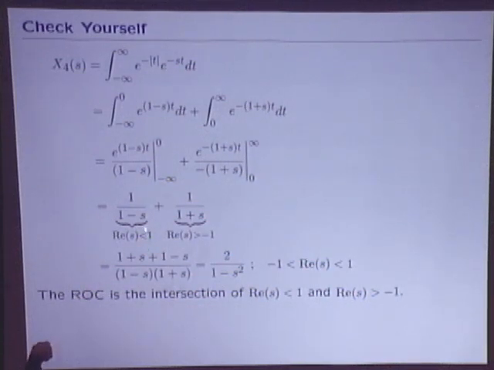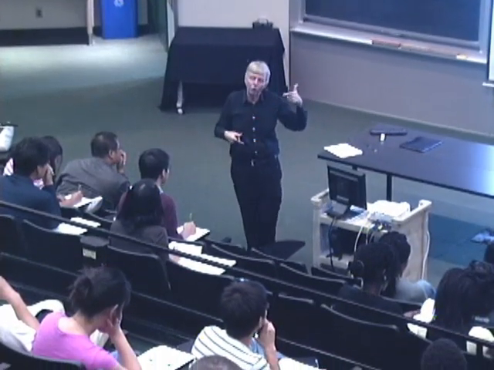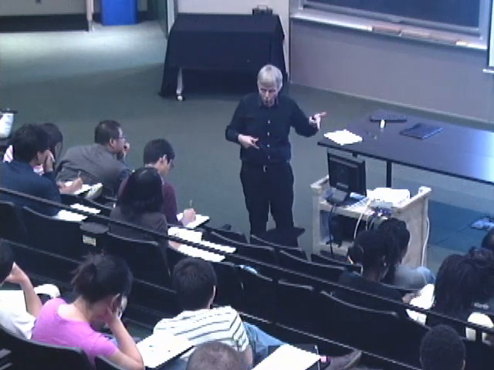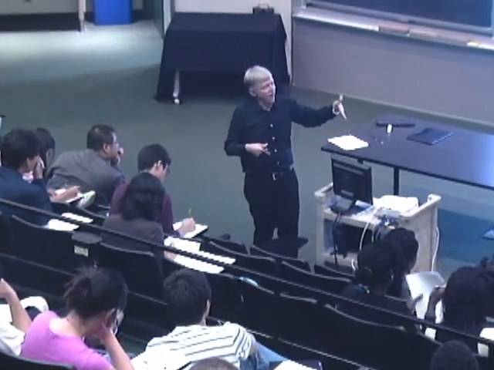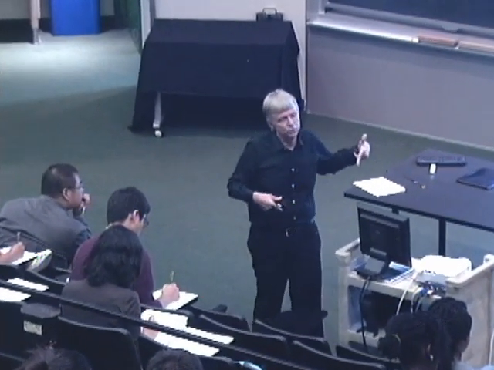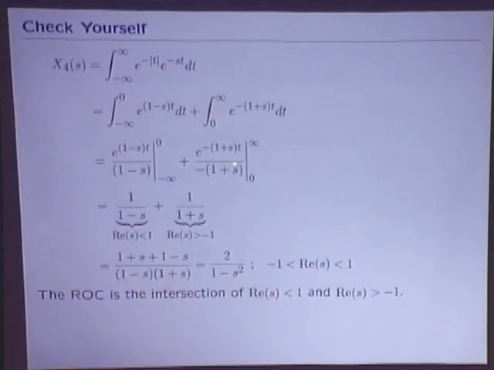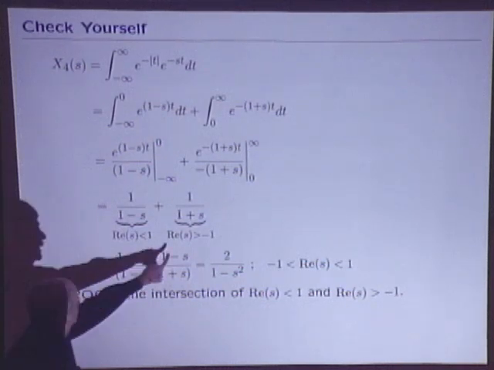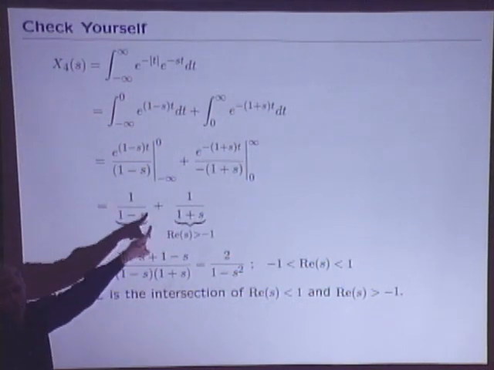So we see that this part looks like a pole at 1, so we're going to get a part of the transform that has a pole at 1, and it's going to be valid for regions in s space for s magnitude less than 1. Okay? Then we're going to get this other piece, which corresponds to a pole at -1.